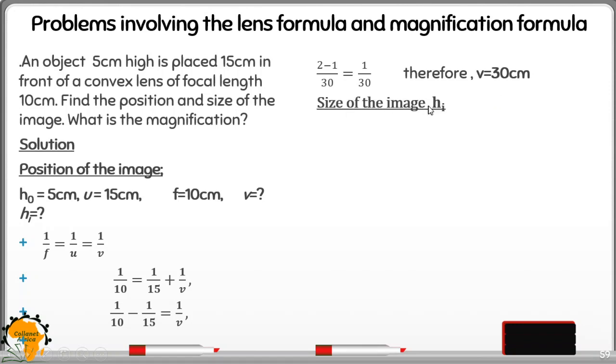Then the size of the image, HI, we apply the definition of magnification. We know that it is the height of the image over the height of the object, or image distance over the object distance. So from here we can make the height of the image the subject of the formula. We just need to multiply through by HO, where HO is the height of the object. And then we substitute the values.